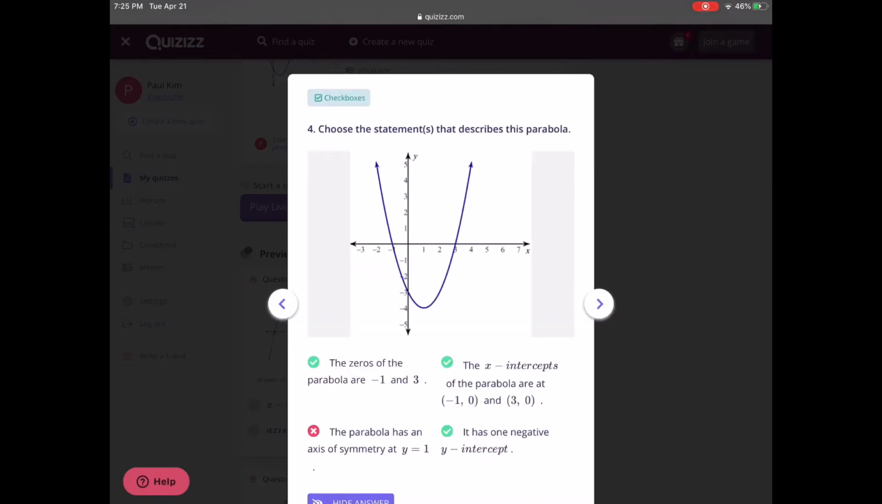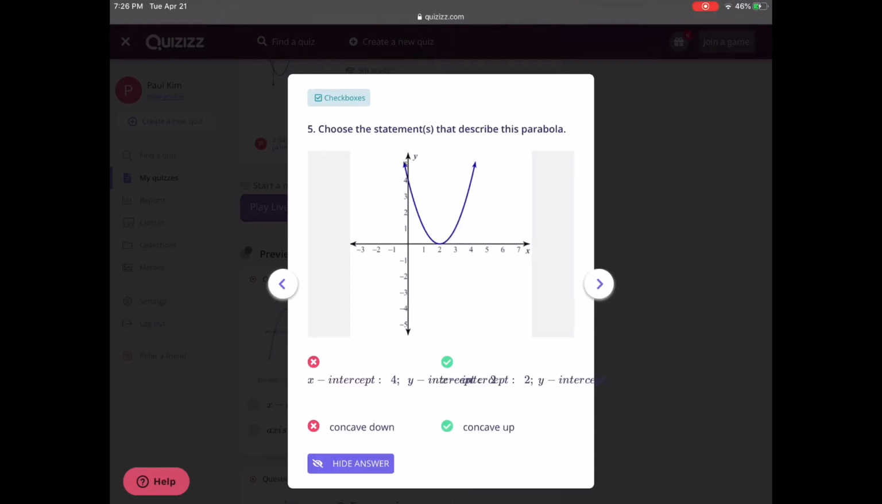Number 4, choose a statement that describes this parabola. So the zeros of the parabola are -1 and 3. That is correct. If you look at the graph, it hits the x-axis at -1 and 3, and those are also called the zeros of the function because when you plug in -1 and 3 for x, your output will be 0. That's the same thing as saying the x-intercepts are (-1, 0) and (3, 0), so the second statement on the right will be correct. It has one negative y-intercept, that's true. And if you notice, the parabola has an axis of symmetry at x equals 1, not y equals 1.